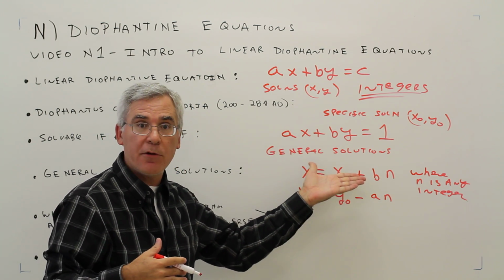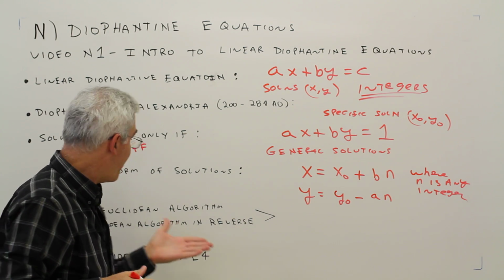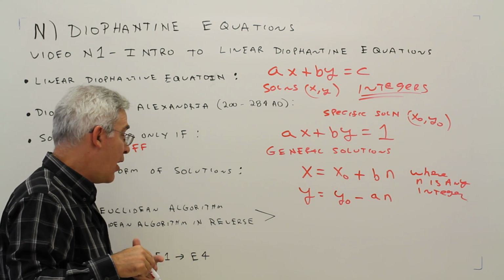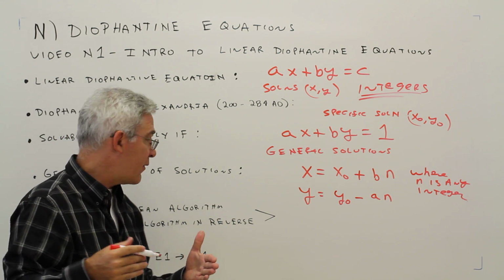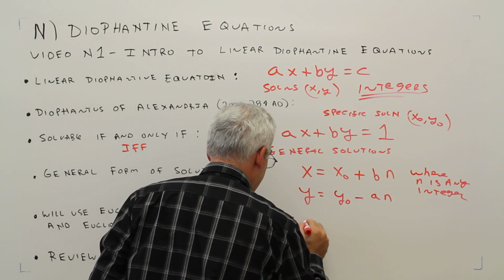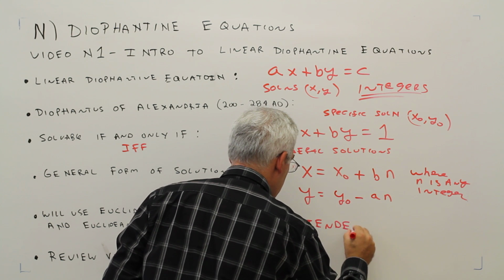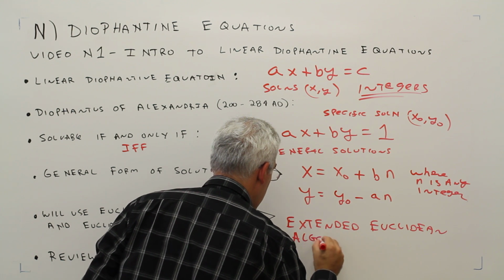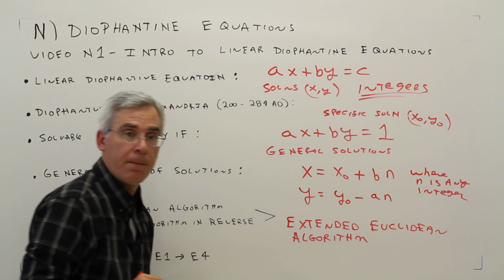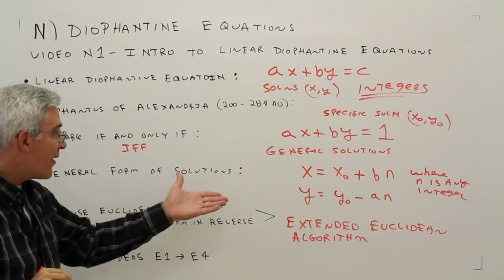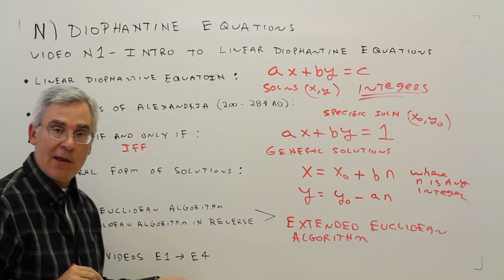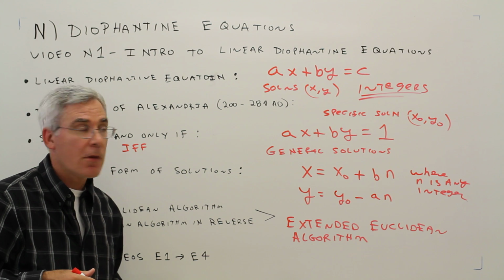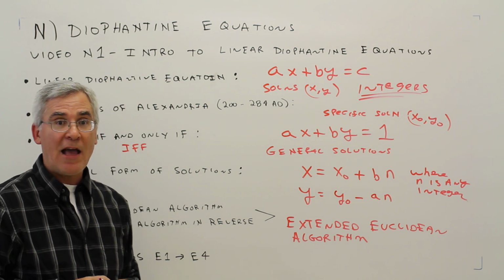This is very important to understand. When we're solving these problems, we'll be using the Euclidean algorithm and also the Euclidean algorithm in reverse. This is often called the extended Euclidean algorithm. We talked about the Euclidean algorithm in videos E1 through E4, so you may want to review those because we're going to build upon that. So there you have it, an introduction to Diophantine equations.